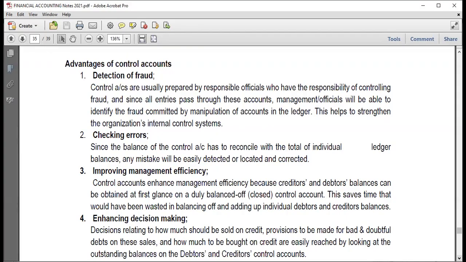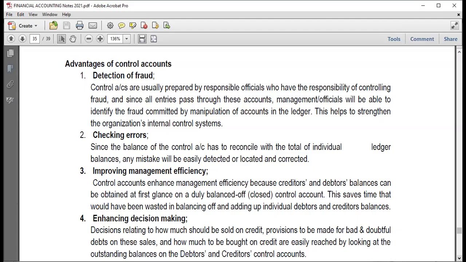The other is, of course, to improve management efficiency. Basically, we are able to monitor our creditors and debtors balances in a much better way, okay? And it also saves a lot of time. Rather than us doing a lot of balancing often of, let's say, our individual ledgers, we already have some balances. We already have where we can easily get our balances directly from, okay? Because they are our control accounts.